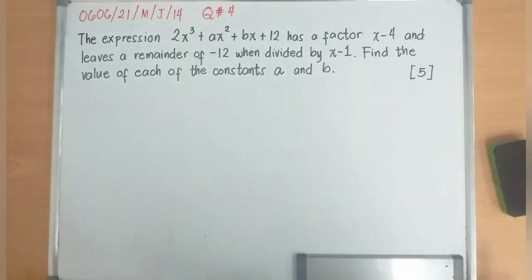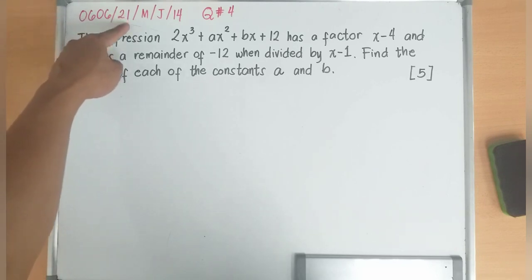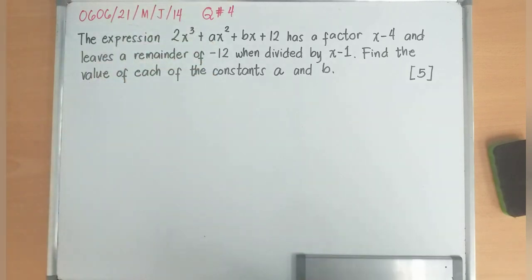I am now going to discuss Add Maths IGCSE paper number 2, variant 1. Okay, May-June of 2014, question number 4. The question is all about factor theorem and remainder theorem.